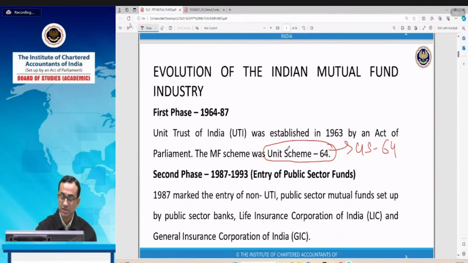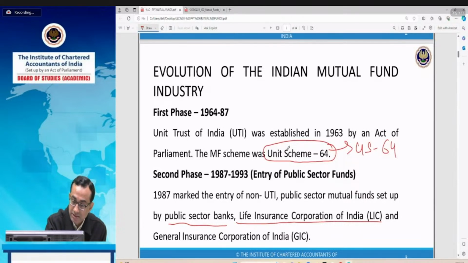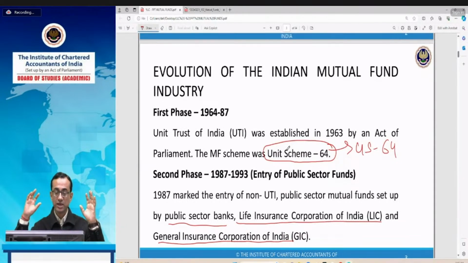Besides UTI, certain other sectors also got entry, such as public sector banks. The SBI, PNB, Canara Bank also entered into the mutual fund industry. Then Life Insurance Corporation of India has also ventured into mutual funds. Then General Insurance Corporation of India has also ventured into mutual funds. So you can see from 1964 to 1993, there was a monopoly of public sector units in mutual funds.